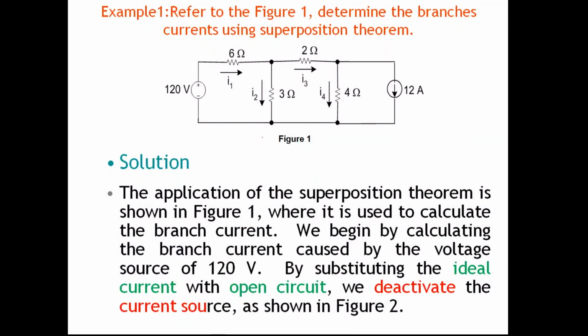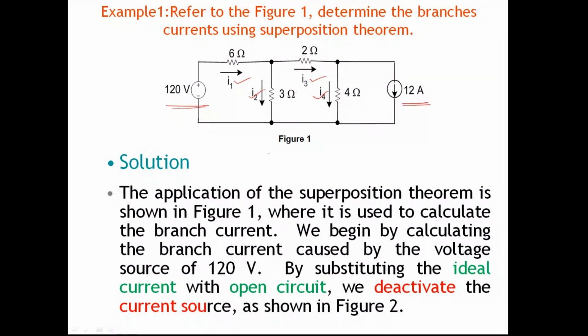Suppose you want to find the branch currents like this: the current in the 6 ohms we have designated as I1, current in 3 ohms is I2, current in 2 ohms I3, current in 4 ohms we have designated as I4. We have a total of 4 branch currents, and two independent sources. One is a voltage source, another one is a current source.